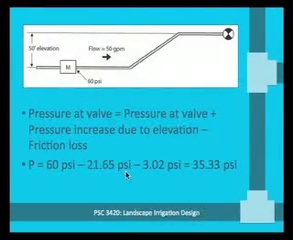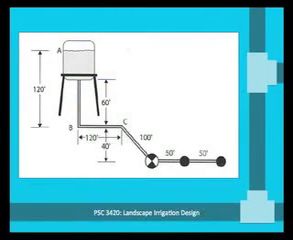You subtract the 21.65 psi loss due to change in elevation. You also subtract the psi loss due to friction in the pipe, ending up with 35.33 psi for this particular example. Now in this case, what you see is a situation where the water is coming from a water tank.